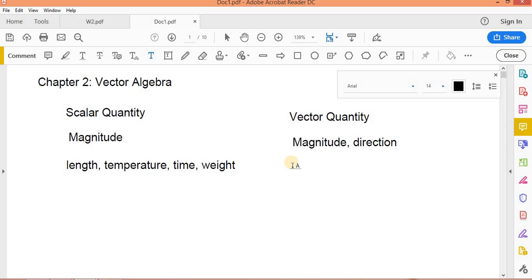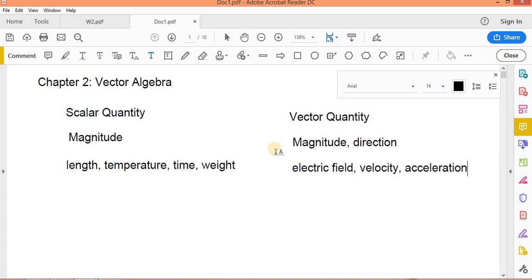And for vector quantity, examples will be electric field. When you have an antenna and that antenna radiates electric field, you need to specify its magnitude and also directions. Velocity and acceleration are also examples of vector quantities.